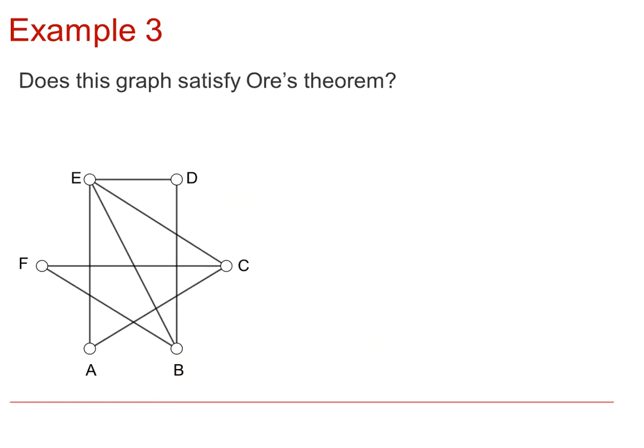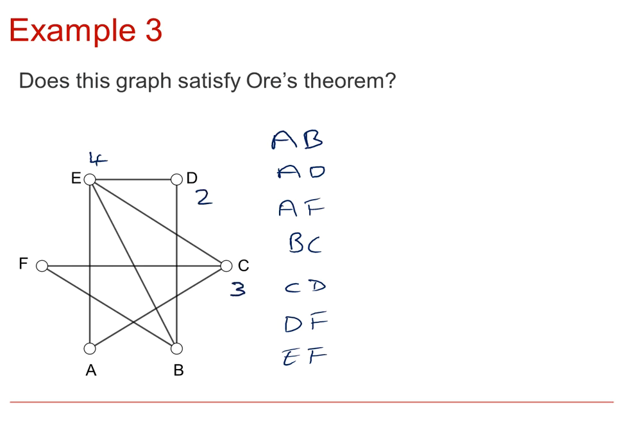Looking at the example, we're asked if the graph satisfies Ore's theorem. Well, let's have a look at some non-adjacent pairs. A and B are not connected, nor are A and D, or A and F, or we could choose to look at BC, or CD, or DF, or EF. Let's just check the orders of those nodes. So we've got a 4, a 2, a 3, a 3, a 2, and a 2.